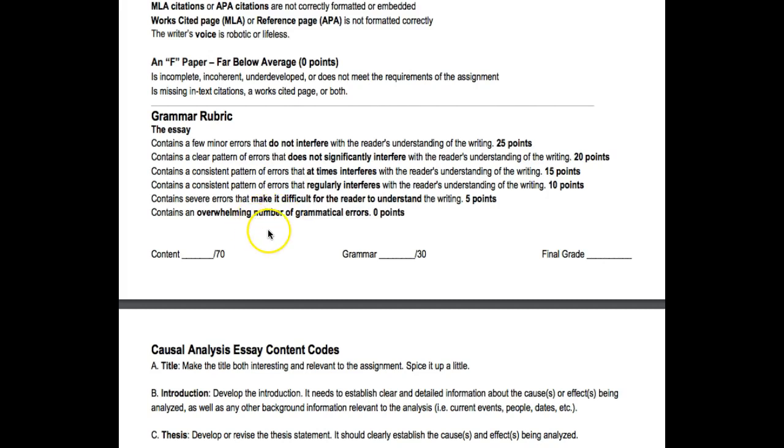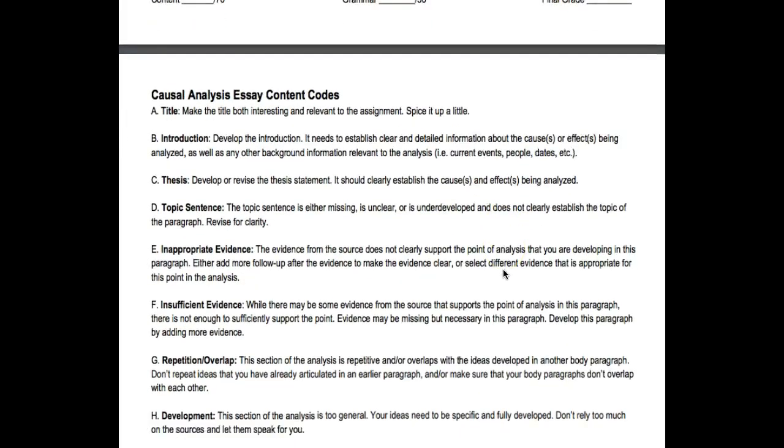If there's an overwhelming number of grammatical errors, you will receive 0 points for grammar and I'll contact you. But I do look for those patterns, so I don't dock points for every single grammatical error that I see. Instead, I look for those overall patterns and I adjust the points accordingly. So you get your content grade out of 70, you get your grammar grade out of 30, which equals a total of potential 100 points.